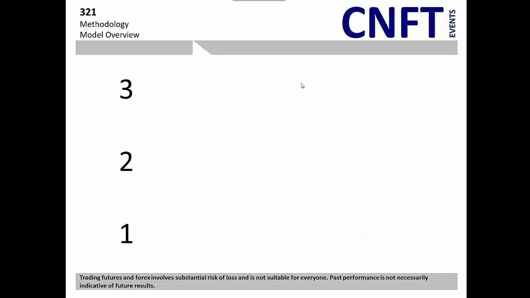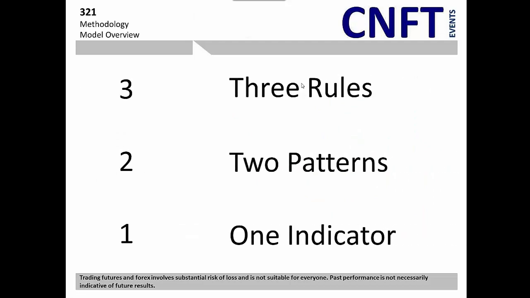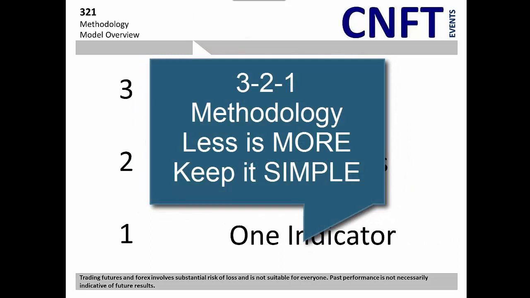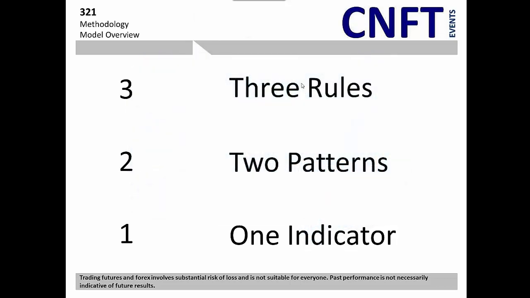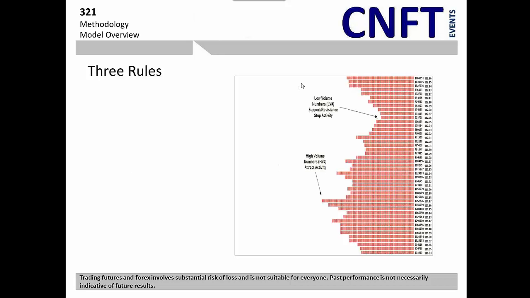3 rules, 2 patterns, 1 indicator. That's about as simple as it can get. 3, 2, 1. Less is more. Keep it simple. I come from a military flying background, and they figured out a long time ago with pilots, if you got more than 4 balls in the air or 4 variables involved, the time to make a decision increased exponentially. So we want to keep it as simple as we can.